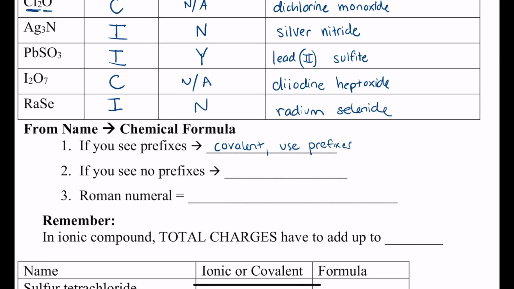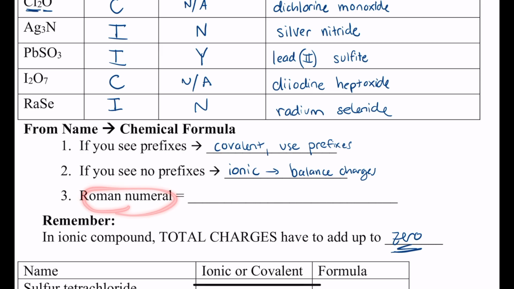If you don't see any single prefix, or if you see a Roman numeral anywhere, this is clearly indicating that you have an ionic compound. And if you have an ionic compound, you need to balance your charges. Never forget to balance your charges, meaning they add up to 0. I'm going to write that down here.